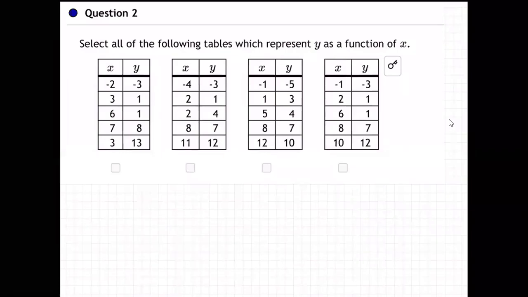Okay, so it's asking us to select all the following which represent y as a function of x. So it's this y as a function of x thing, but now with a table instead of a graph. Well, how does it work?